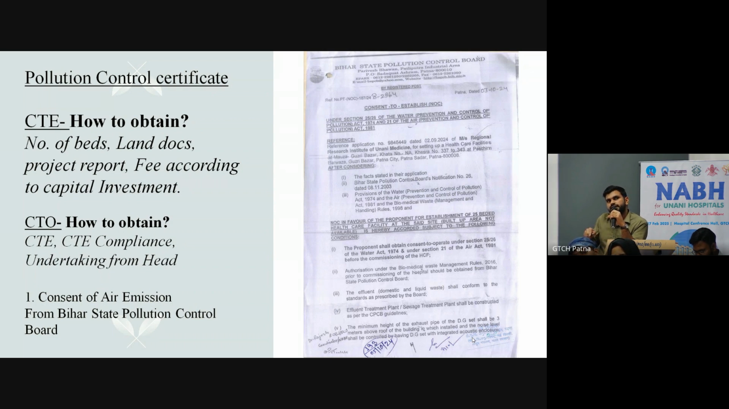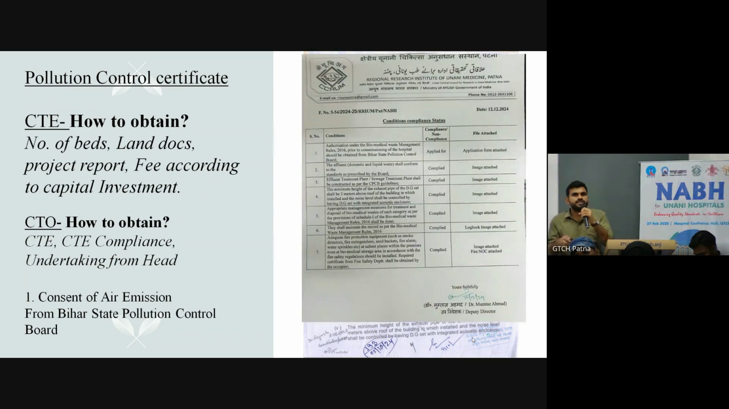And next is the undertaking from the head of the institute. The head of the institute will declare that we will not go against the Bihar State Pollution Control Board guidelines, and we will operate accordingly. This is the compliance report, which I told you they will ask for, the CTE compliance. This is the report. These are the points, and we have shown that we have complied. Then they will further initiate our process for CTO.